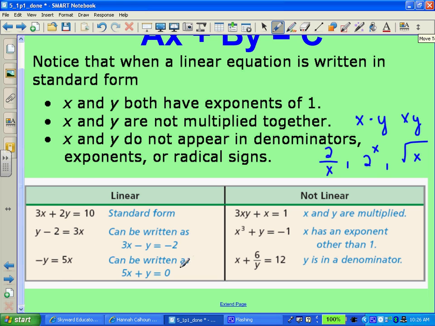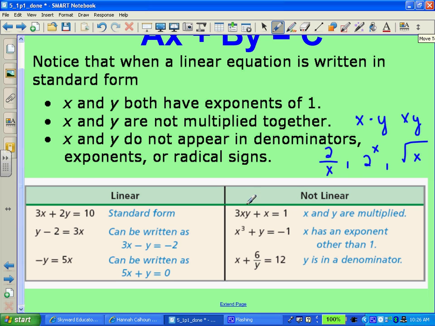Same thing here. I can write it in standard form as you see in the blue. But without even doing that, again, I can ask the same questions. Do x and y have exponents of 1? Yes. Are x and y multiplied together? No. Do x and y appear in denominators, exponents, or radical signs? No. So therefore it's linear.